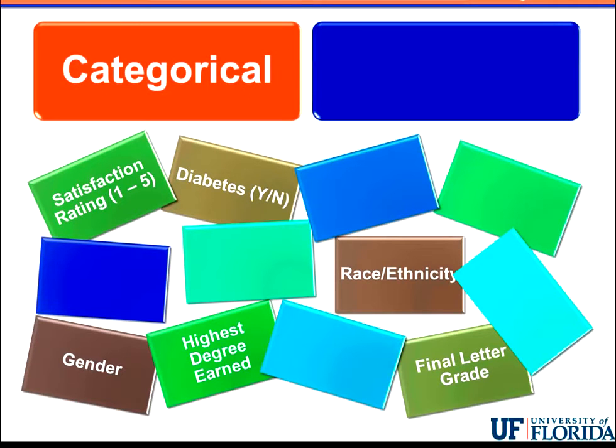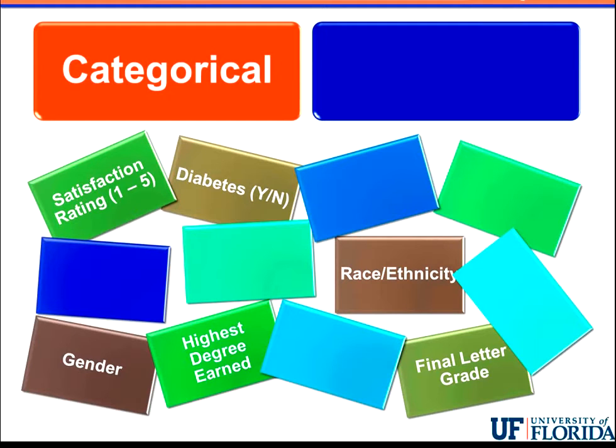Here are our categorical variables again. Now let's determine which are ordinal, have a natural order, and which do not, nominal. Satisfaction ratings on a scale from 1 to 5 would be ordinal, as there is a natural ordering for each individual on the scale from 1 to 5. Whether or not each individual has diabetes would be nominal, as there's no natural order. We're only categorizing into yes or no. Race, ethnicity, and gender are also nominal.